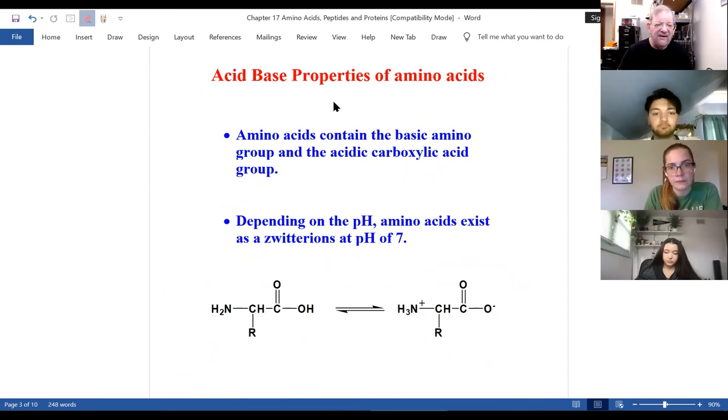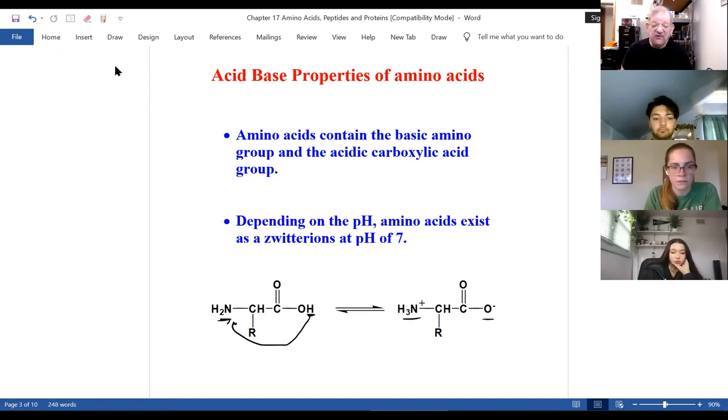Now, acid-base properties of amino acids. Amino acids contain an amine, you learned that's a base, and a carboxylic acid, that's an acid. And depending on the pH, it exists where you have this proton right here and this base, and it transfers acid-base. And that's what happened here.